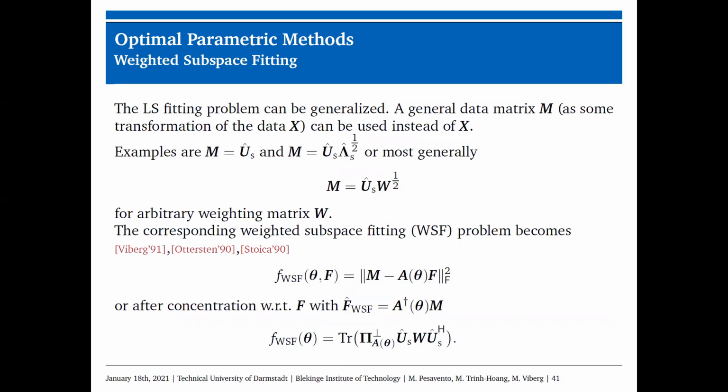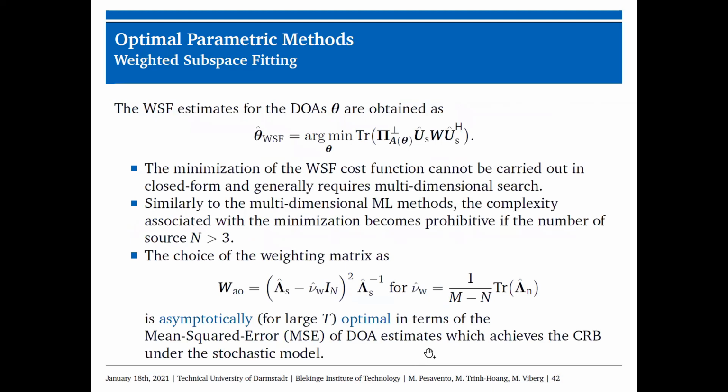And substituting the least squares solution for F gives the weighted subspace fitting criterion, which is at the bottom of the slide here. So, weighted subspace fitting DOA estimates are given by minimizing this function here. Again, this requires an n-dimensional nonlinear and non-convex optimization.